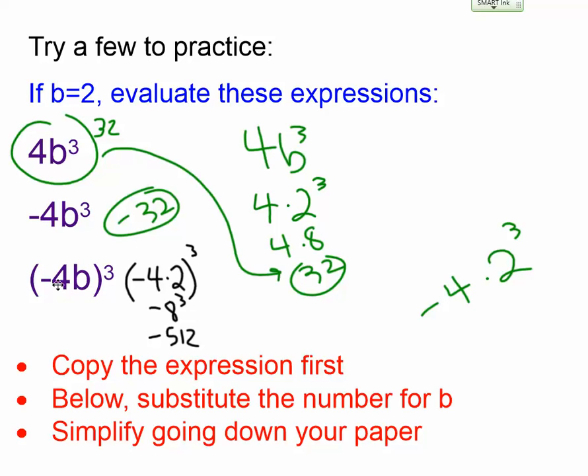And this one's very different. Now we need to do the brackets first, so negative 4 times 2, which is negative 8, and then cube that. So it's negative 8 times negative 8 times negative 8, which is negative 512.